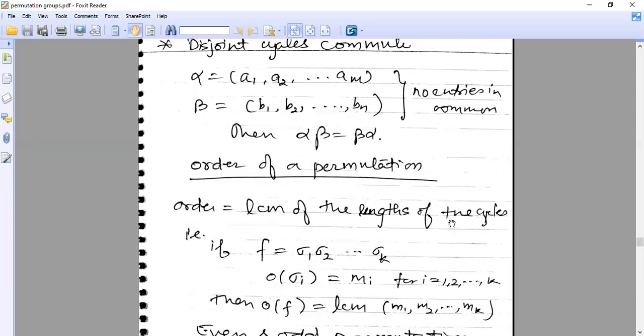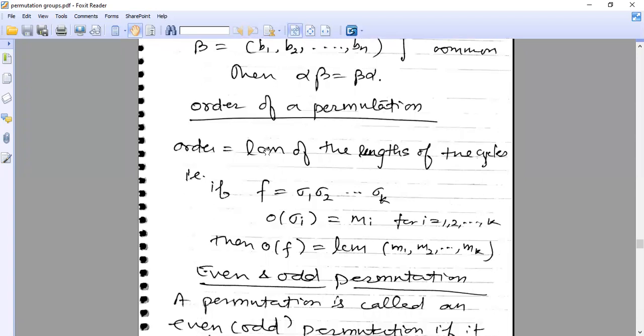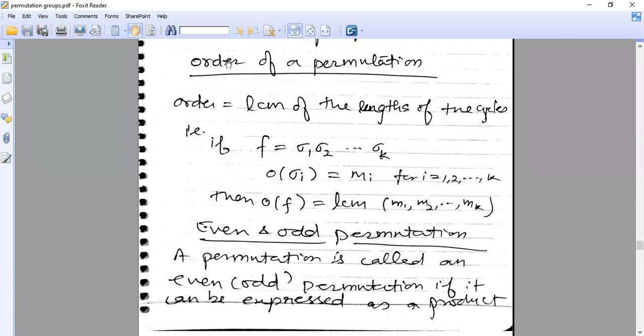Next is the order of a permutation. How do you find the order of a permutation? The order is the least common multiple, the LCM, of the lengths of the cycles. So you are going to write the permutation as a product of disjoint cycles. Then you find the length of the different cycles, and the LCM of those lengths will be the order of the permutation. So you can see here, if f is your permutation and you have written f as the product of these cycles sigma 1, sigma 2, sigma k, then sigma 1 is of length m1, sigma 2 is of length m2, sigma k is of length mk.